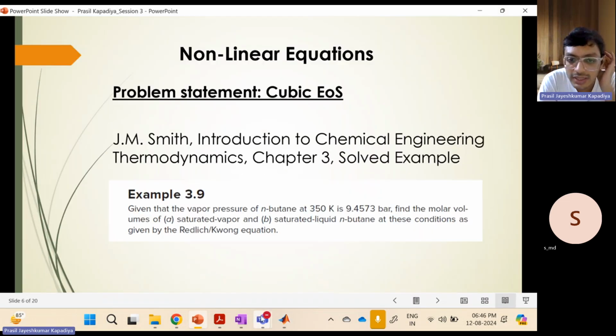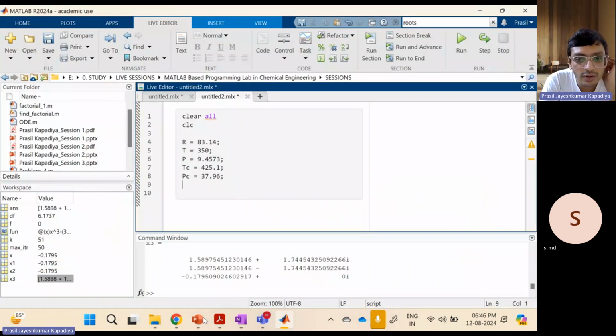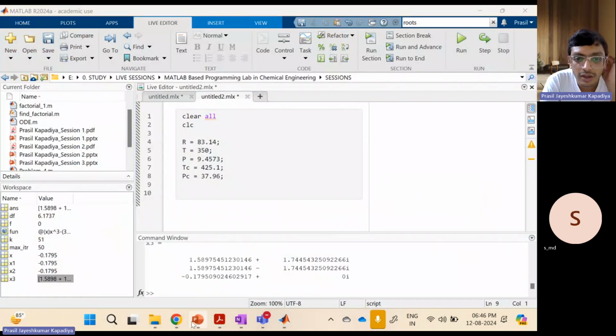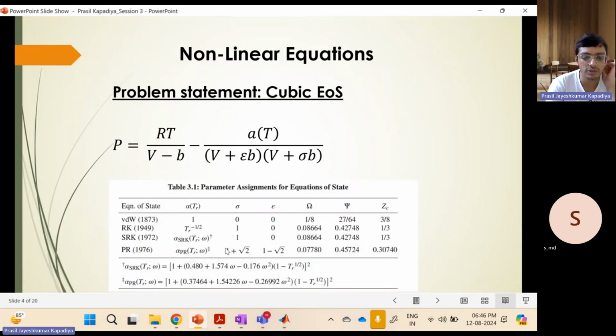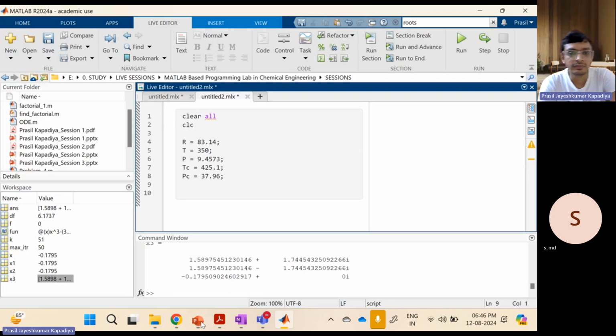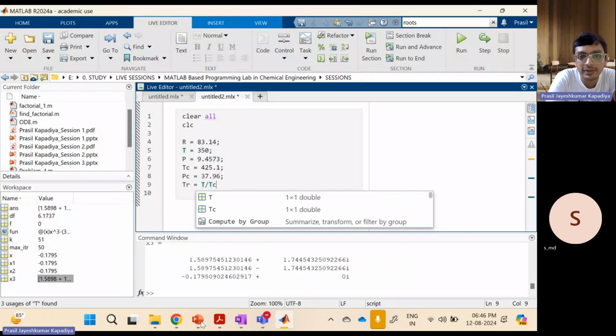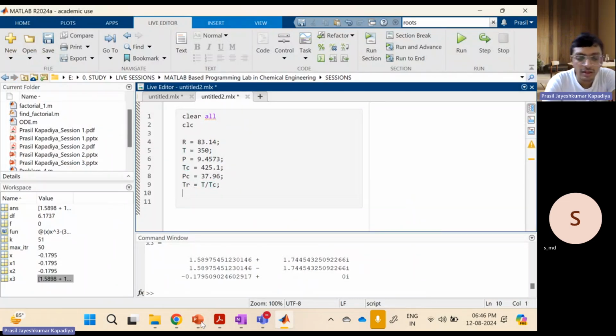So one thing we need here as input, what do we need as input for the RK equation of state? We need the value of TR, so we need reduced temperature. TR is defined as T divided by TC. There is one more input, omega, but that is not required for the RK equation of state. I'm just writing omega is equal to 0.2. Okay. So let's say I'm solving it for the RK equation of state.